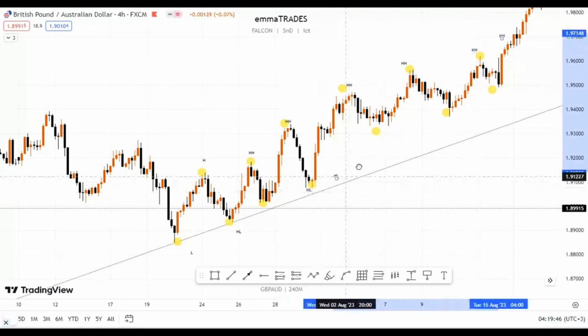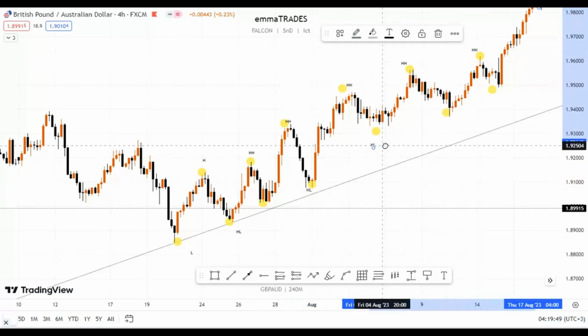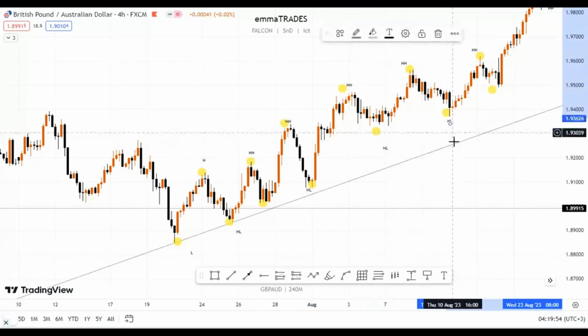So we have another low over here, and then lower lows, then higher lows.